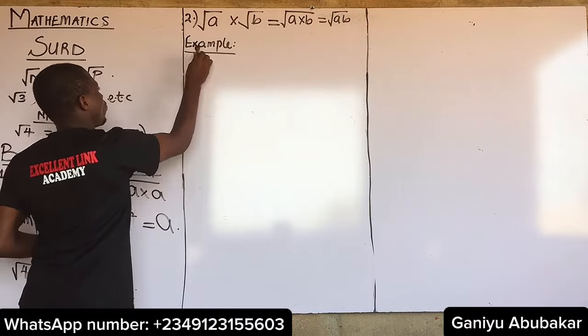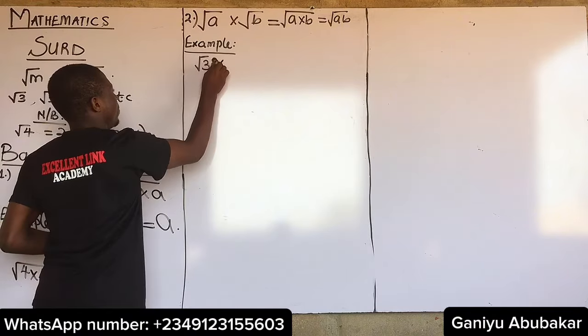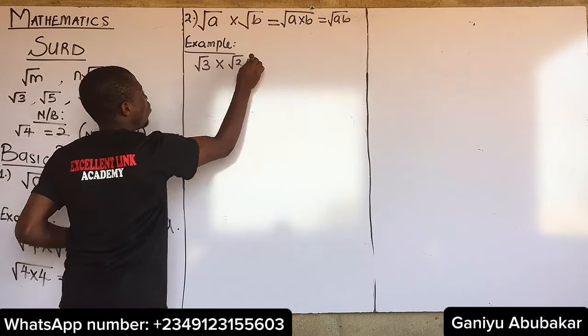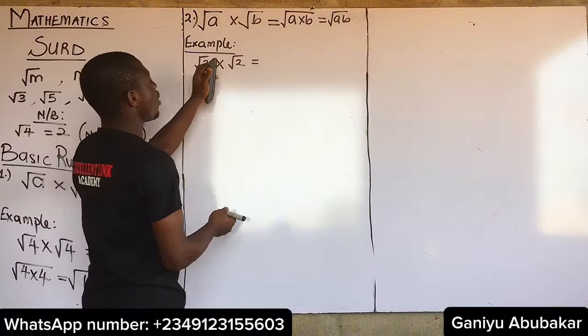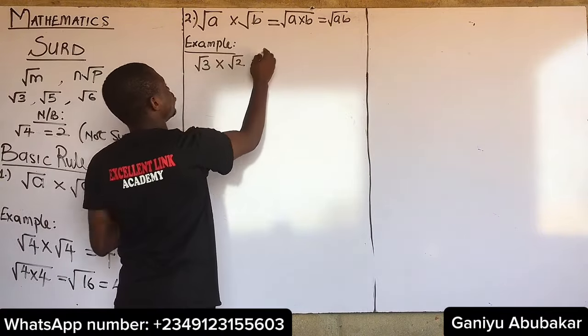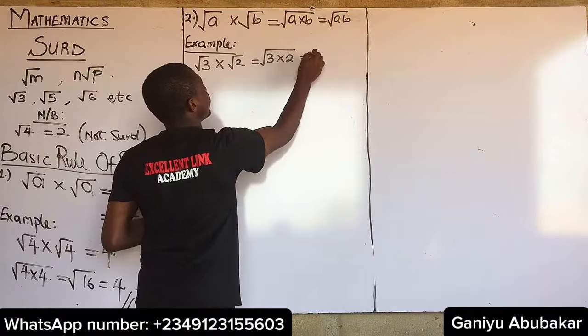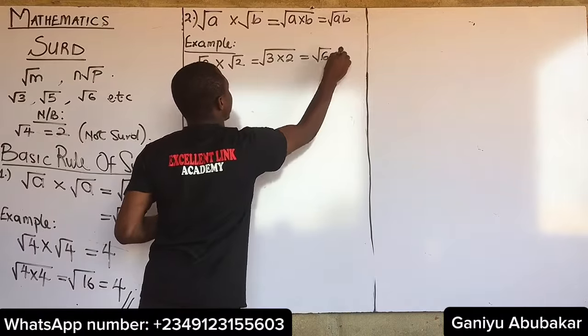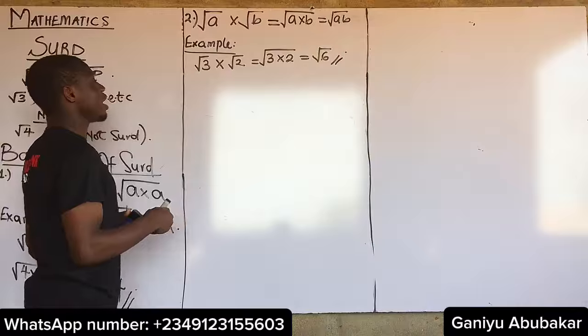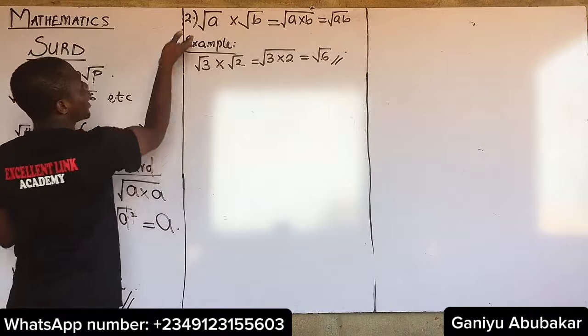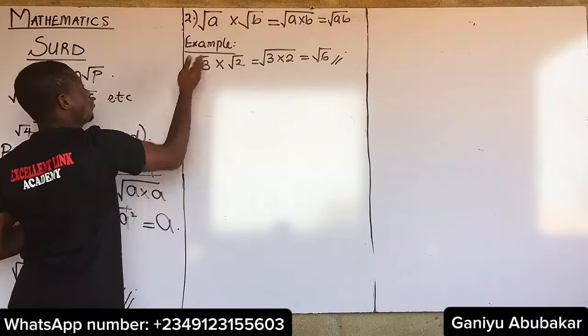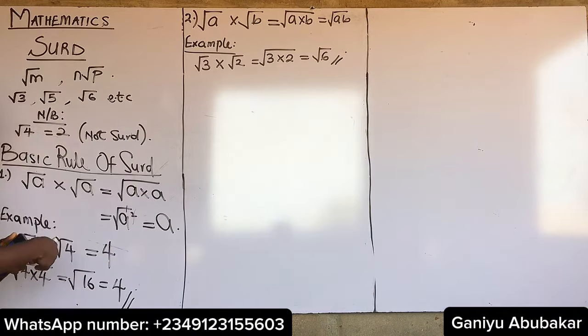If I have the square root of 3 multiplying the square root of 2, what comes to mind? Square root. Combine the two, I'll have the square root of what? 3 times 2, which will give us root 6 as my answer. So this is the application of the second rule of surd.